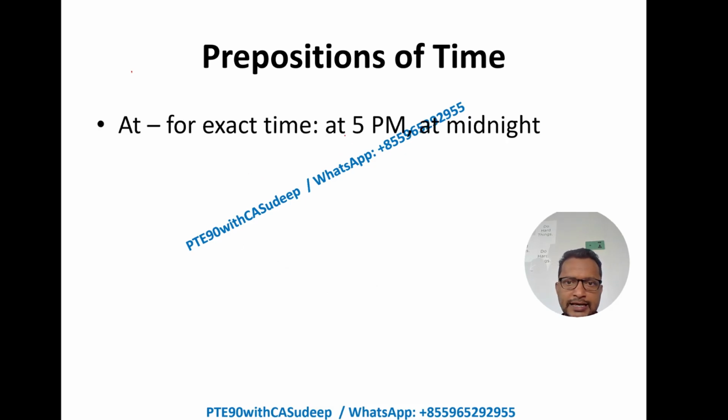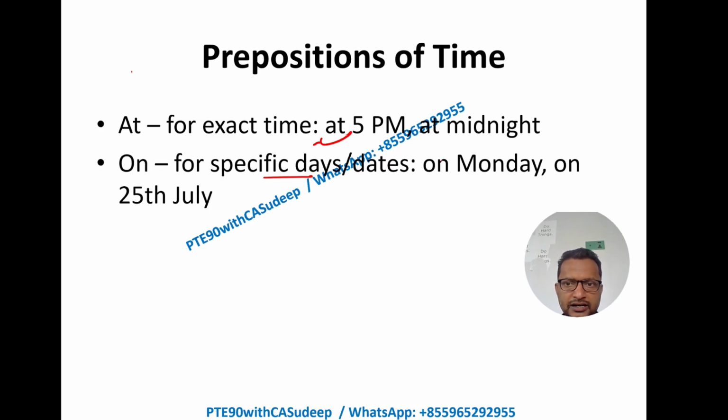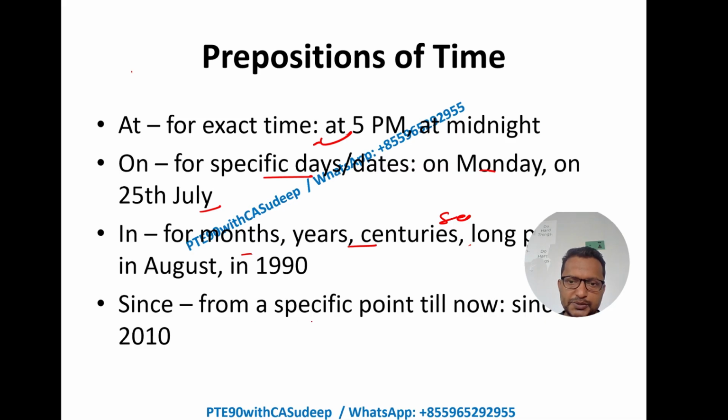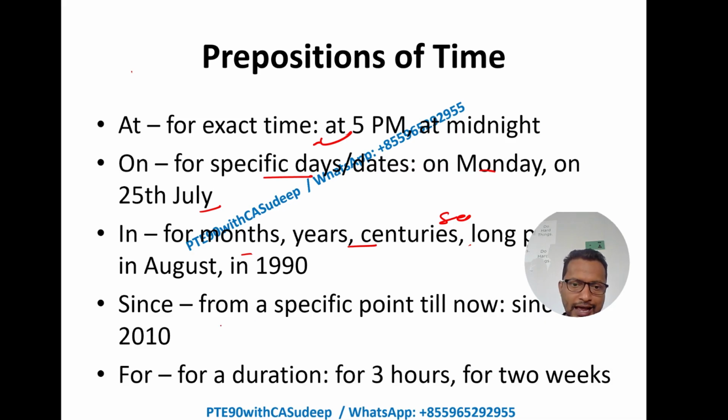So "at" for the exact time, right? That's what we learned. And then "on" for the specific day or days, Monday, 25th of July. "In" for the month, year, centuries, long periods, or even the seasons, right? And then "since", from a specific point in time till now, right? Like I'm living in Australia since 2010, since 2015. So people will say "since" or "from".